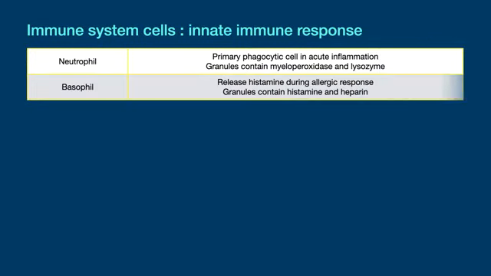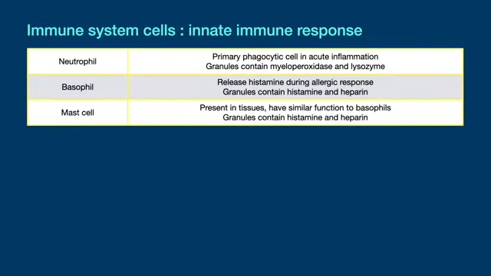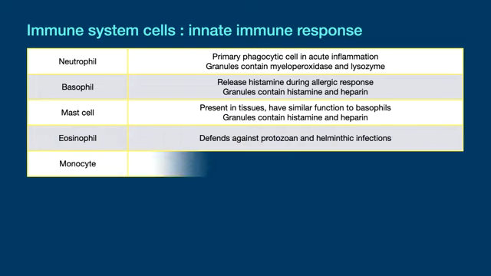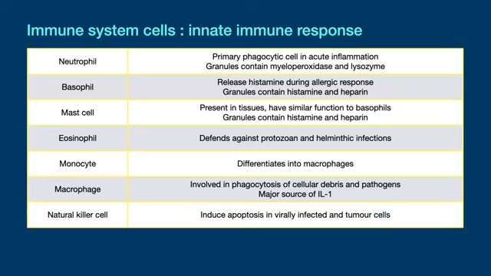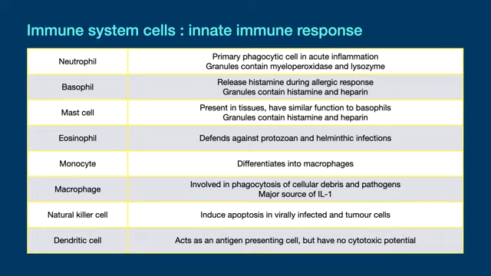This table explains the components that are involved in the innate immune response. Neutrophils are involved as primary phagocytic cells in acute inflammation. Granules contain myeloperoxidase and lysozymes. Basophils release histamine during allergic response. Granules contain histamine and heparin. Mast cells are present in tissues. They have similar function to basophils. They have granules containing histamine and heparin.